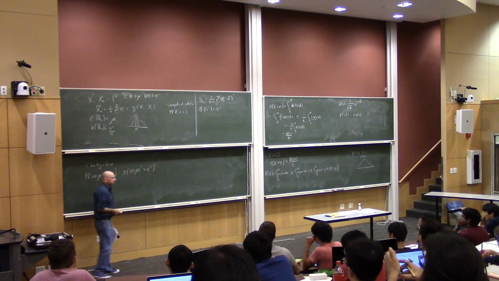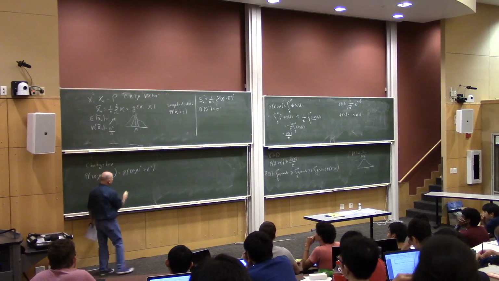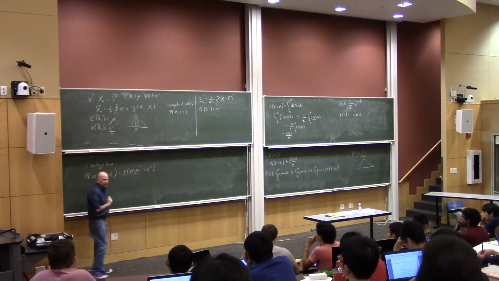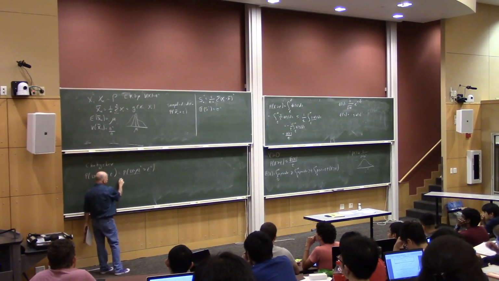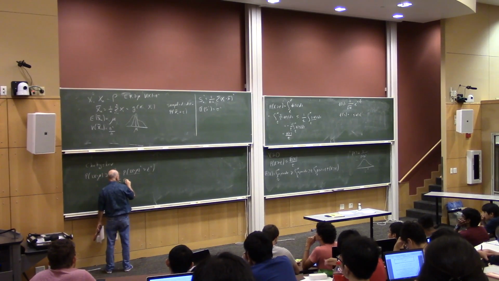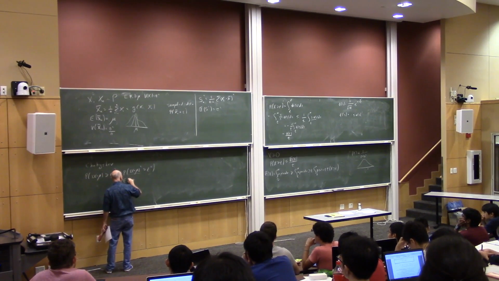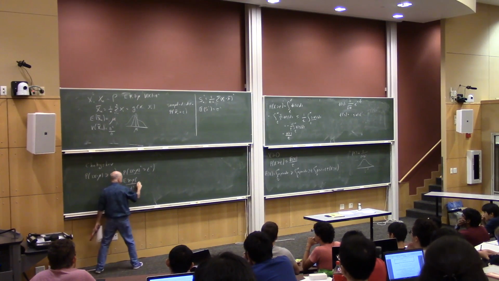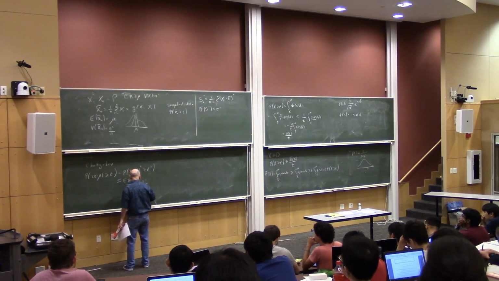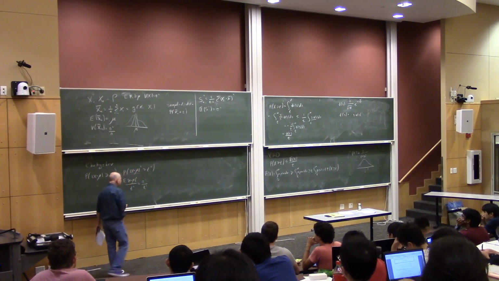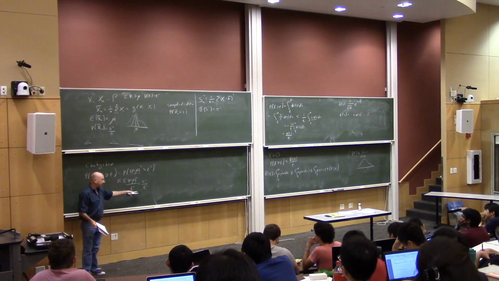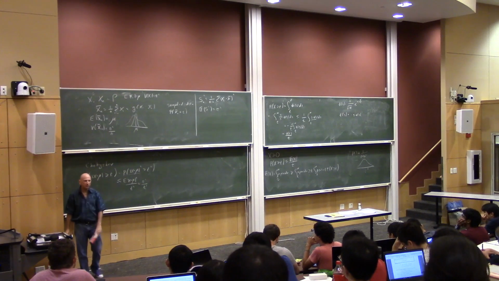And now I can use Markov's inequality. Markov's inequality applies to any non-negative random variable. That's a non-negative random variable. And it says it's less than or equal to the expected value of this divided by this. But of course, this is the definition of the variance. So the cool thing is that this goes to 0 faster: 1 over t squared instead of 1 over t.